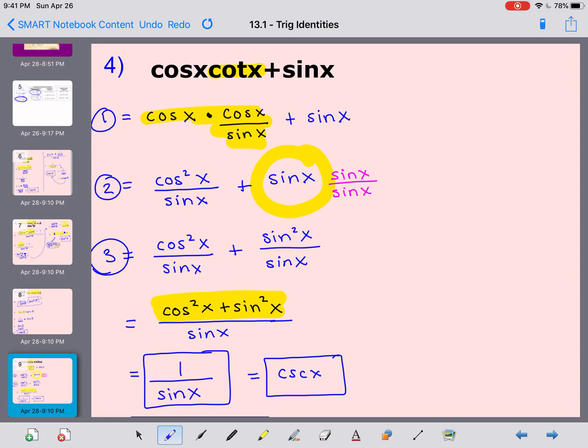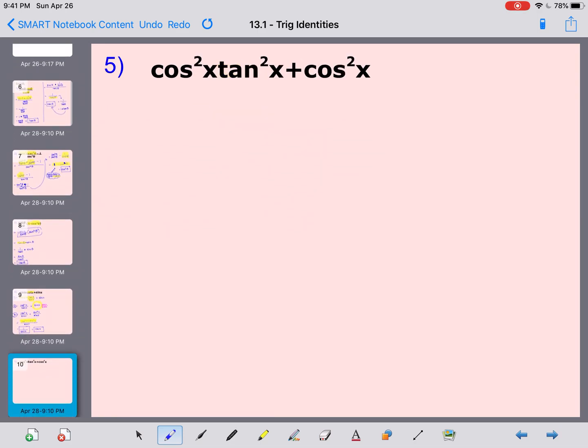Last one. Number 5. Cosine squared x times tangent squared x plus cosine squared x. Pause and try it.